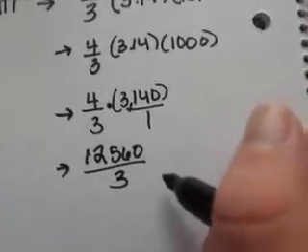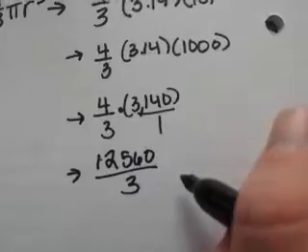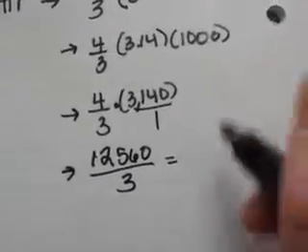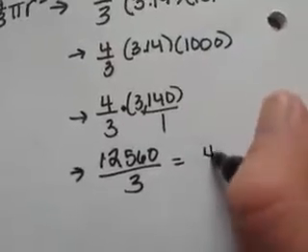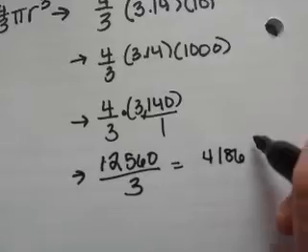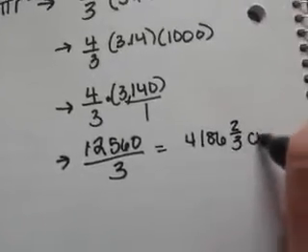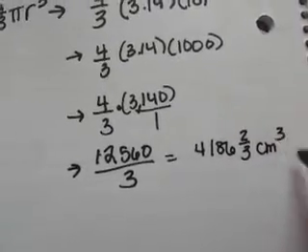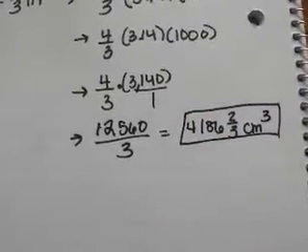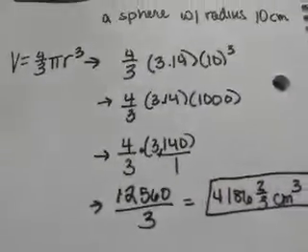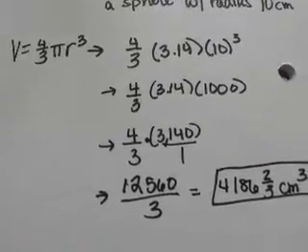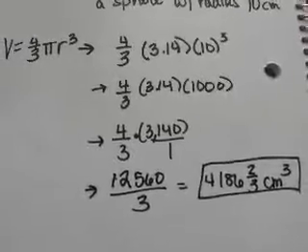And since 3 does not go into 12,560 evenly, we'll make it a mixed number. And our volume is 4,186 and 2/3 centimeters cubed. We're talking about volume, so centimeters cubed. And there is our answer. So remember, use the formula 4/3 pi r cubed, plug in what we know, and simplify.